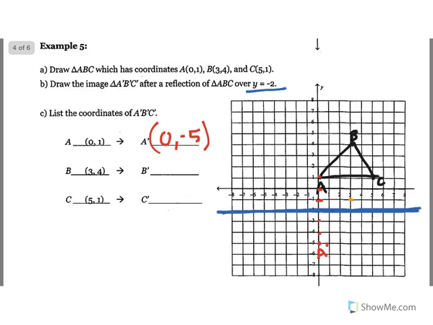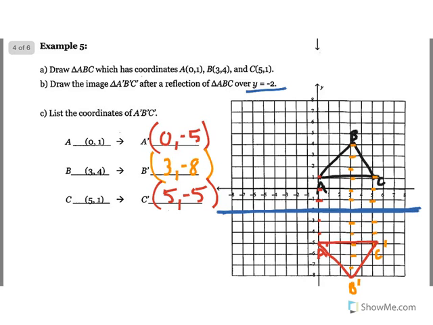B is 1, 2, 3, 4, 5, 6 spaces away. So on the opposite side of the blue line, 1, 2, 3, 4, 5, 6 spaces away is where we're going to plot B prime. So the coordinate would be (3, -8). So with C, we're going to count from the blue line 1, 2, 3, and then on the opposite side of the blue line 1, 2, 3. And so C prime would be at (5, -5).